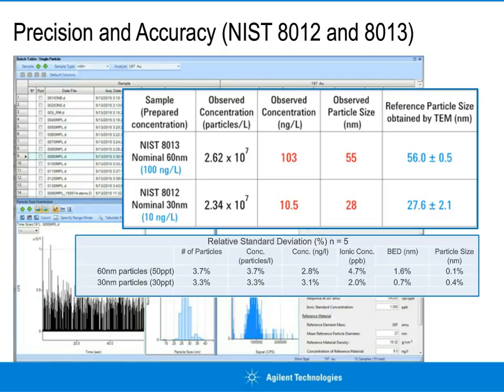And the background equivalent diameter precision, which is the particle size detection limit. Again, the precision or RSD was around 1% roughly. And what was really impressive to us was the precision of the particle size measurement. You can see on the 60 nanometer particle, the relative standard deviation over the 5 replicates was 0.1%. And even for the relatively small 30 nanometer particle, the precision was 0.4%.